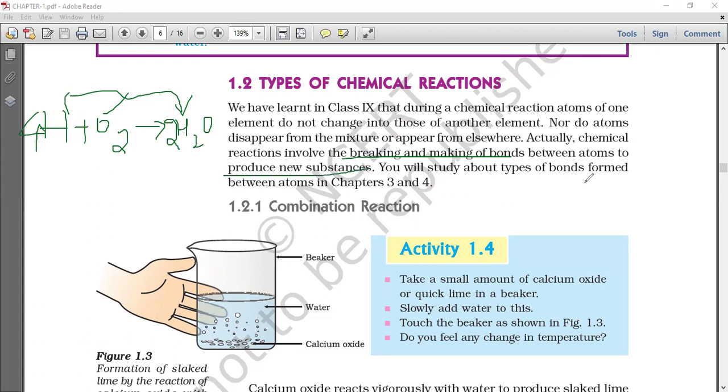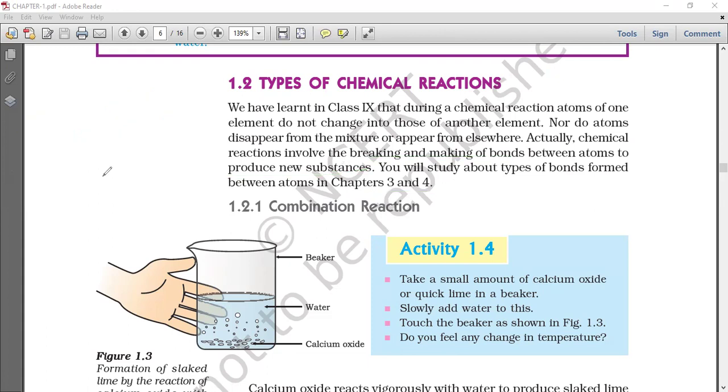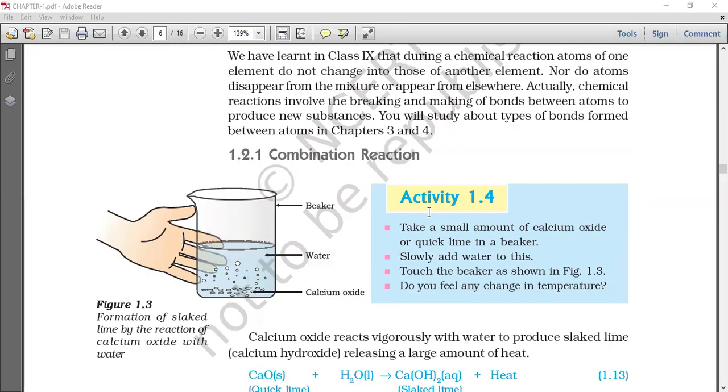You will study the types of bonds between atoms in chapters 3 and 4, in metals and non-metals and carbon and its compounds, where we will study more about the types of bonds between atoms. Now, there are a total of four types of reactions. The first type of chemical reaction is known as the combination reaction. Let us study what a combination reaction is.